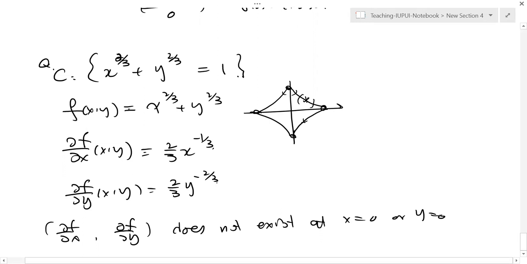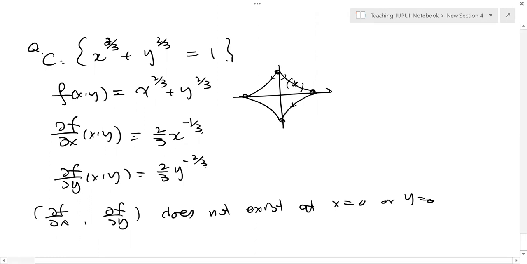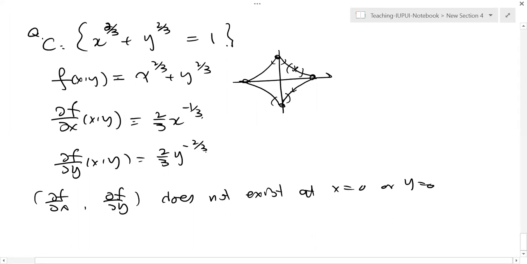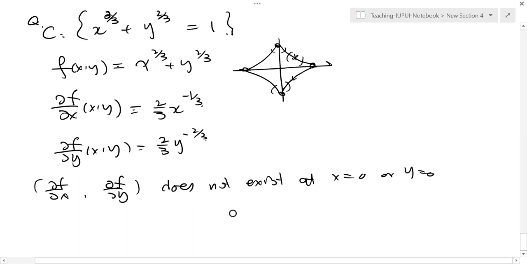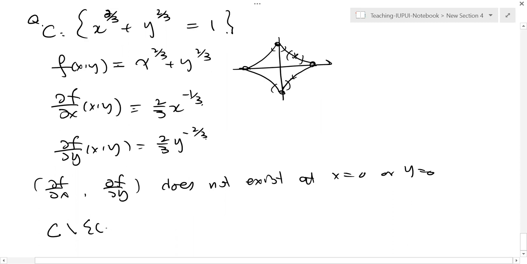So that means I cannot even talk about nearby those points. You have x equals 0, y equals 0, those are four points. X equals 0 gives two vertical points, y equals 0 gives two horizontal points. Exclude those four points, then the curve defined by the equation is going to be a regular curve: C minus those four points, 0 plus minus 1, and plus minus 1, 0.